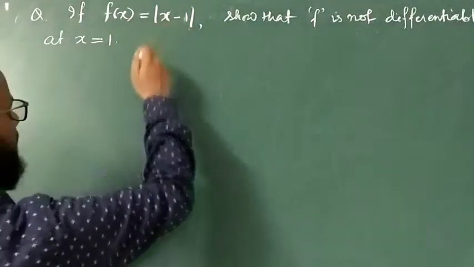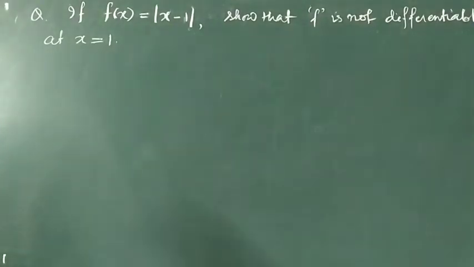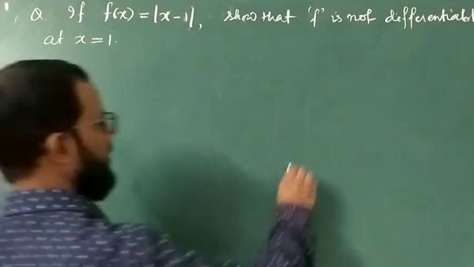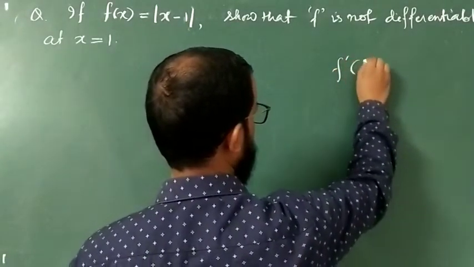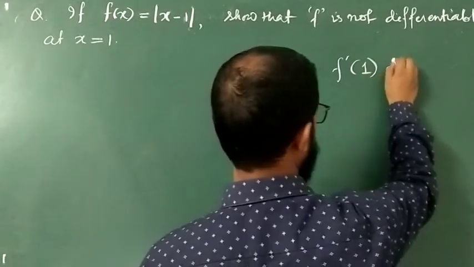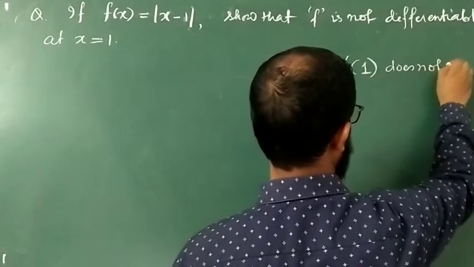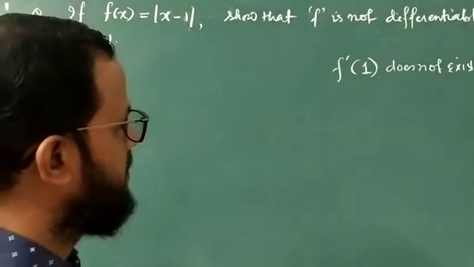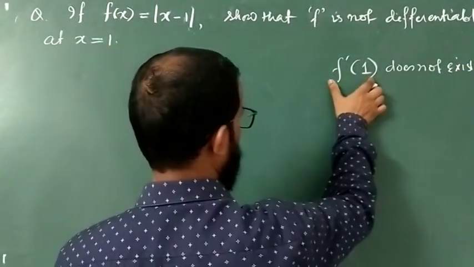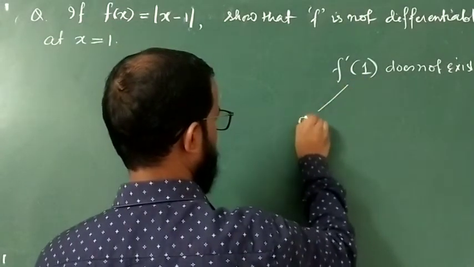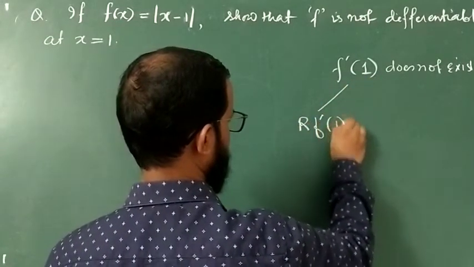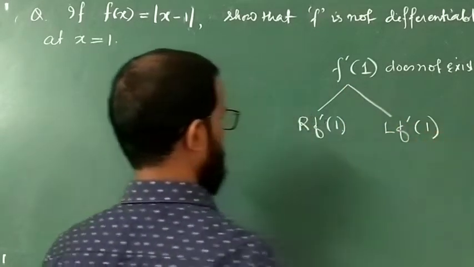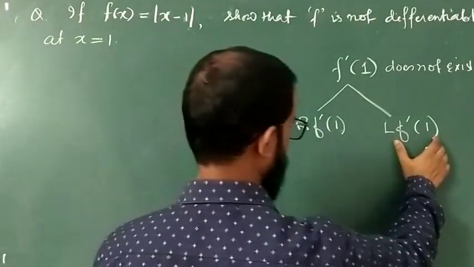इस टाइप का फंक्शन क्या क्या होगा, that is, modulus function is not differentiable at x equal to 1, means f dash 1 does not exist. It's very interesting. f dash 1 does not exist means, to get f dash 1 you need to get R f dash 1, that is right hand derivative. Also you need L f dash 1. Okay, first you find R f dash 1, then L f dash 1.